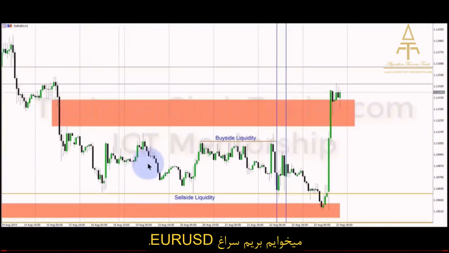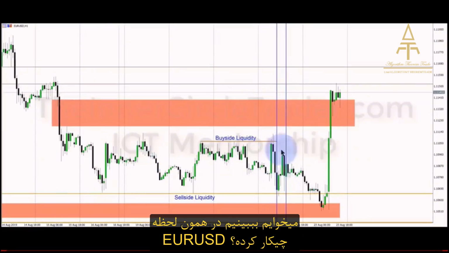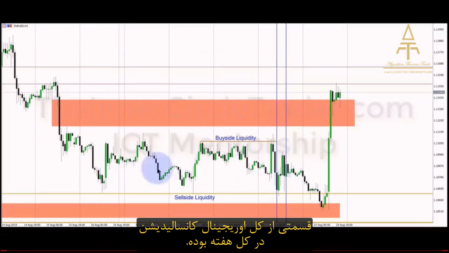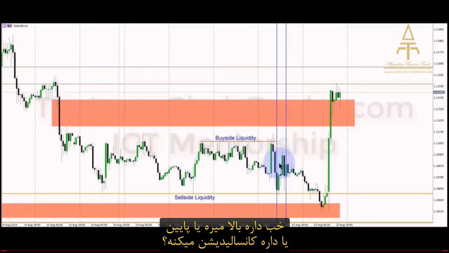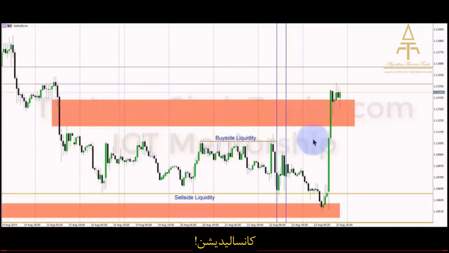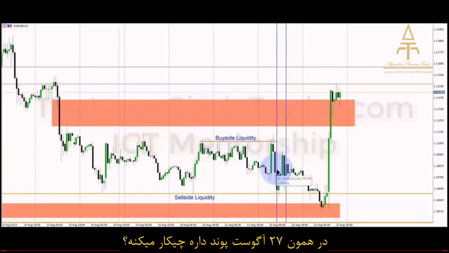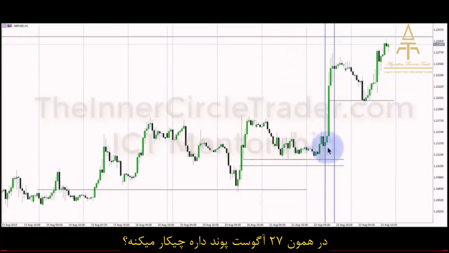We're not going to look at this slide anymore. We're going to go over to the euro dollar. And right in here you can see what is the euro dollar doing at that same time. It's part of its original consolidation during the entire week. So is it moving up? Is it moving down? Is it held in consolidation? It's held in consolidation.